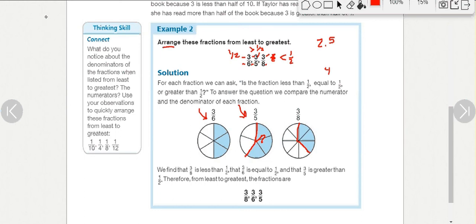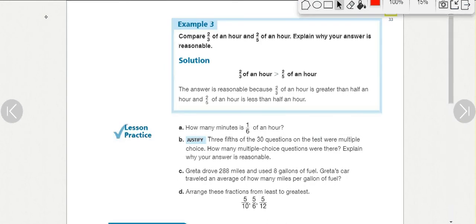So if we want to arrange these least to greatest, we know that the middle one was more than half. So I'd write 3/5 as the biggest one. They said least to greatest, so I should go this way. The next greatest would be the exact half, 3/6, and the smallest, least first, was less than half, 3/8. So they just did that by asking, what is half of the denominator? Is it more, same, or less than that?